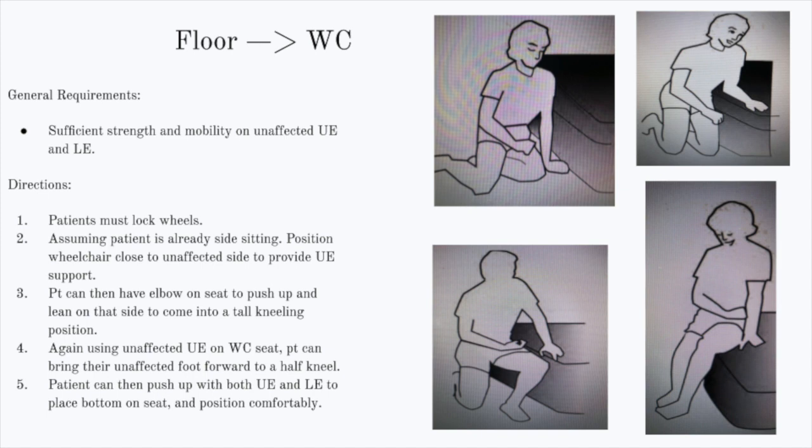From there, the patient can place their forearm on the seat, lean and push up to come to a tall kneeling position, like the top right picture. From there, the patient is going to push on the seat for support so they can bring their unaffected leg forward into a half kneel, like the bottom left picture. The patient can then push with both upper and lower extremity while pivoting to get their bottom back in the chair. We also have a video to show of someone practicing this transfer.